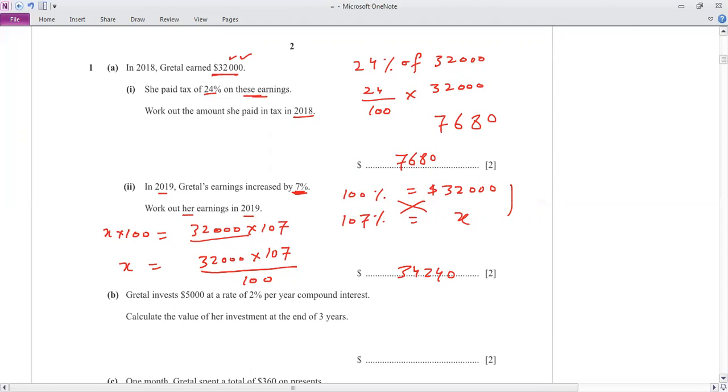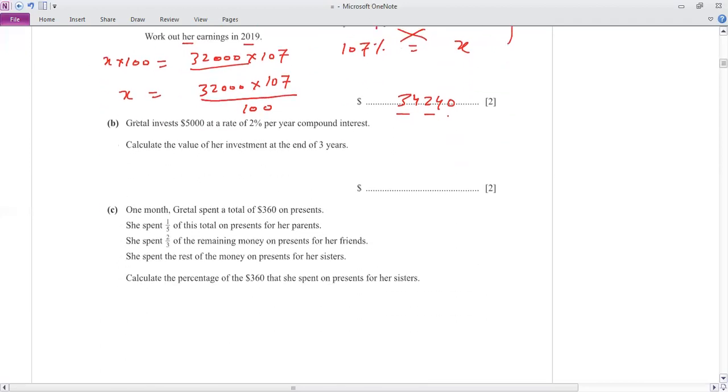Everyone understand what she is trying to say actually? She is saying, okay, as there is an increase of 7%, I will find the 7% of this one, then add it to this amount, so you will get the same value. You can try.